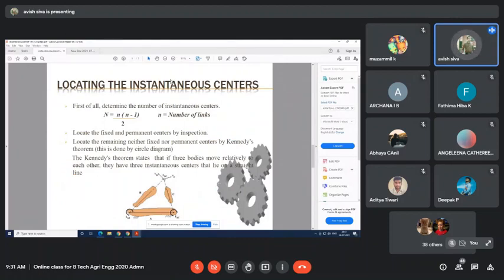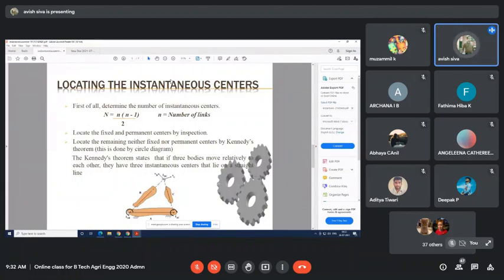So this is how you will locate the number of instantaneous centers, by using the equation n into (n minus 1) by 2. Last time, for your university examination, the question asked was: calculate the number of instantaneous centers in a mechanism with number of links equal to 10. One word question. So 10 is the small n value which is given. So 10 into (10 minus 1) by 2, that is your answer.